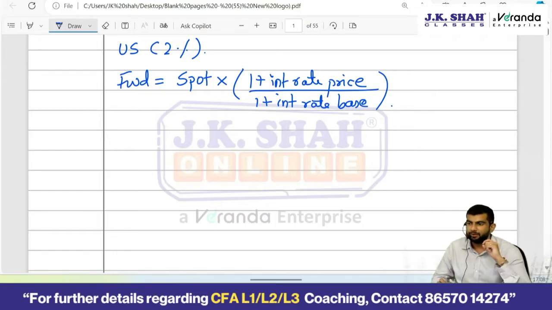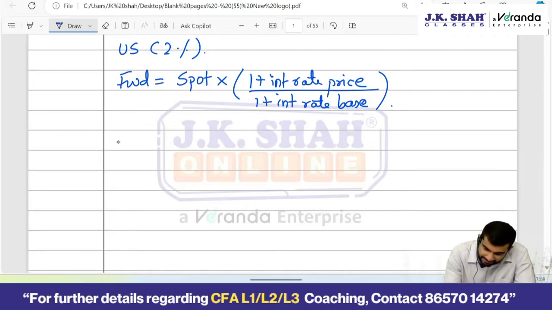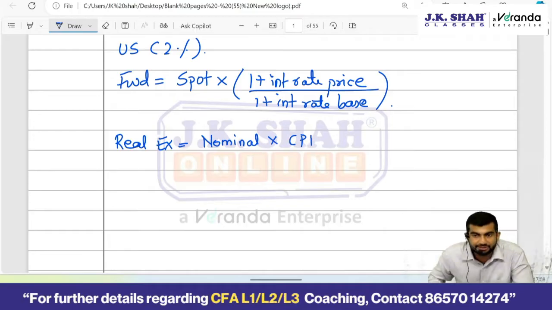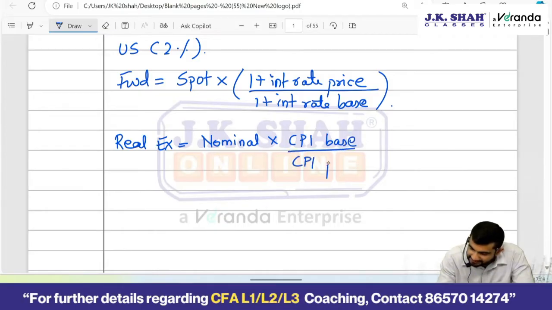Then speaking about nominal and real exchange rates, the exchange rates which you see in the market. So currently if $1 is equal to 83 rupees, is that the real exchange rate or nominal exchange rate? Nominal exchange rate. The real exchange rate as such is nowhere quoted. You have to calculate the real exchange rate. Real exchange rate is equal to nominal into CPI. CPI was what? Consumer Price Index. It's a measure of inflation. CPI of base currency upon CPI of price currency.